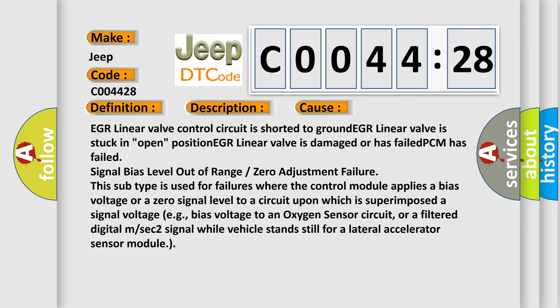This subtype is used for failures where the control module applies a bias voltage or a zero signal level to a circuit upon which is superimposed a signal voltage, e.g. bias voltage to an oxygen sensor circuit, or a filtered digital PWM or SENT signal while the vehicle stands still for a lateral accelerator sensor module.